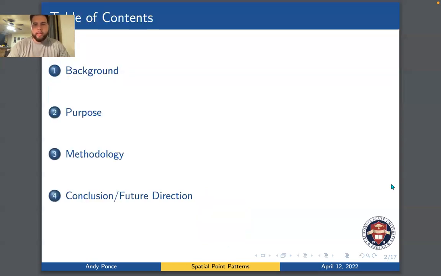A quick outline of what I'm going to talk about: I'm first going to tell you some background information about point patterns and point processes. Then I'll tell you about the purpose of my research project. I'll take you through the methods that we've done so far, and then we'll talk about some conclusions and the future direction that we plan on taking.